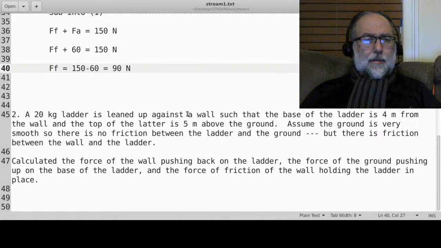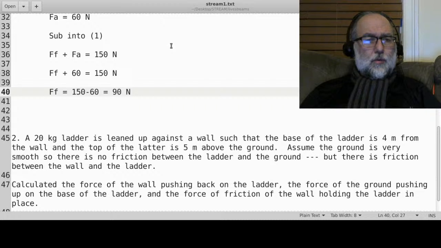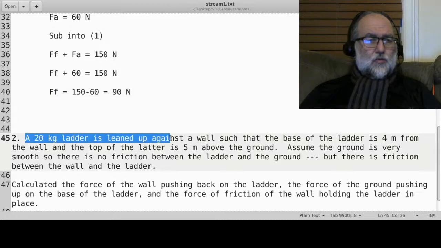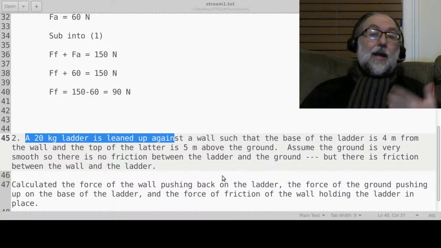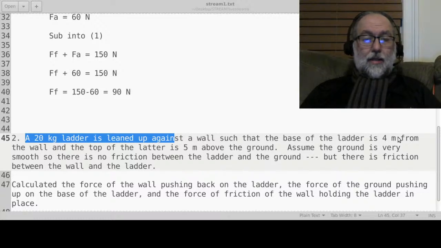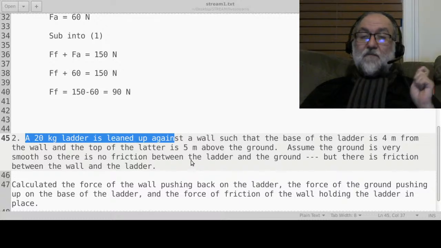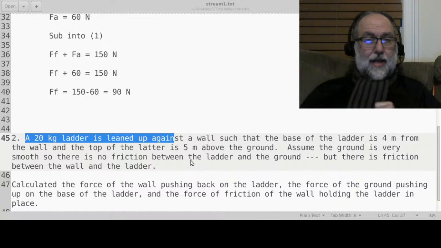Okay, so what do I have here? I have a 20 kilogram ladder, and it's going to lean up against the wall, and the base of the ladder is going to be 4 meters from the wall, and the top of the ladder is going to be 5 meters above the ground. I've got a diagram in a second, but so we got this ladder. It's 20 kilograms. The bottom is out 4 meters from the wall, and the top of it is 5 meters from the ground.